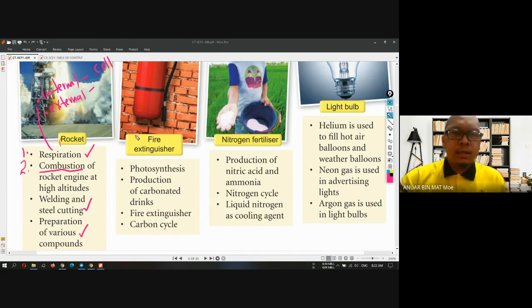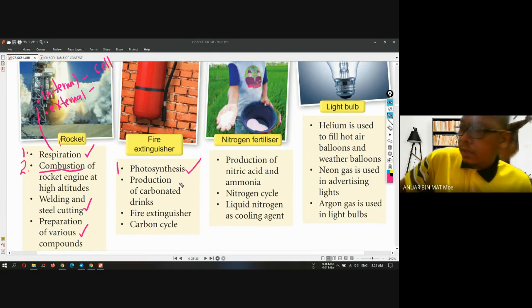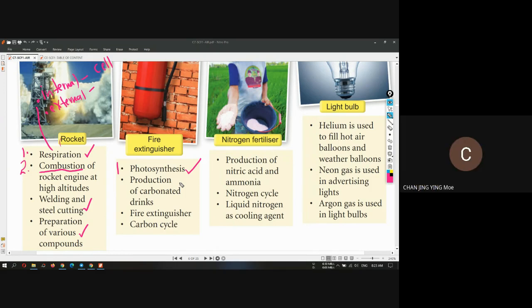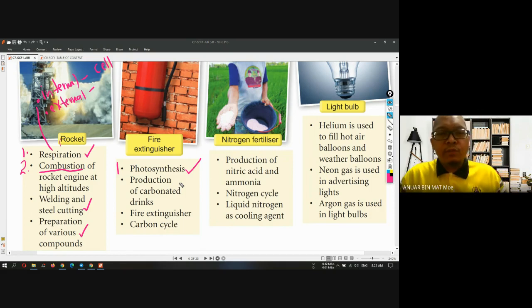Okay. Number 2, carbon dioxide. Of course, we already learned about this also in chapter 2. It is used for photosynthesis for green plants. What is photosynthesis, class? You still remember what photosynthesis is? Yes. What is the meaning of photosynthesis? Plants make food. Yes, very good. The ability of the plant to make its own food. All right. And if you still remember the word equation for photosynthesis, one of the things it needs is carbon dioxide. So photosynthesis needs carbon dioxide gas.